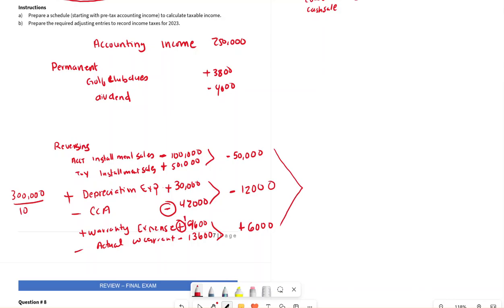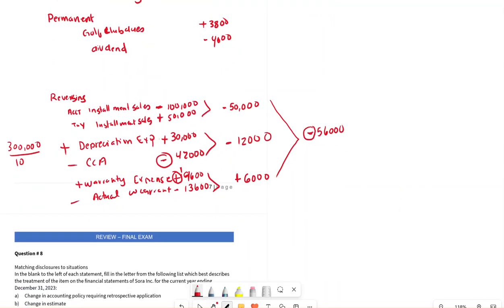So if I were to do that, I will have, sorry, I needed to go get a calculator. I will have 50. So I have negative 56,000. So I know that if it's a negative, I will create a deferred tax liability. If it was positive, it will be an asset. So I add and subtract. What do we get? I get a taxable income. My taxable income is 193,800.